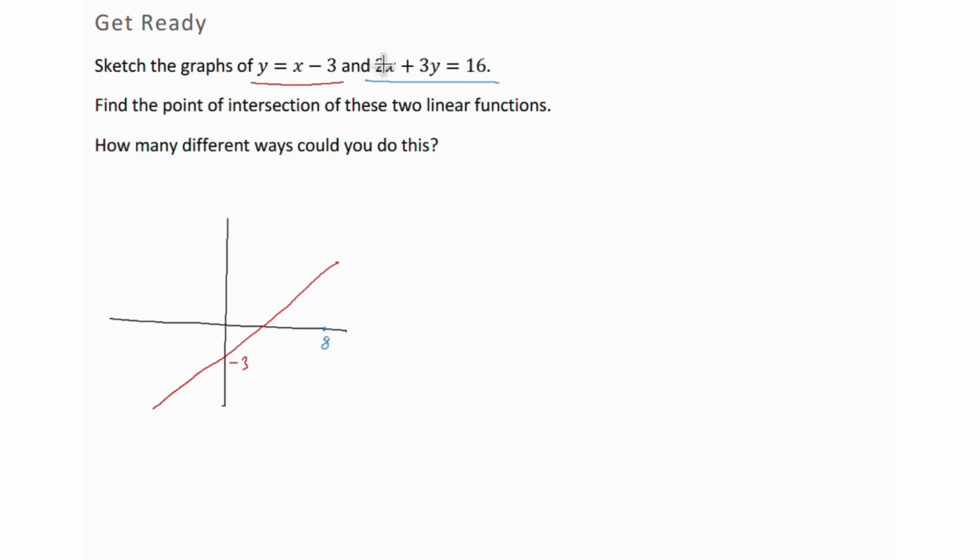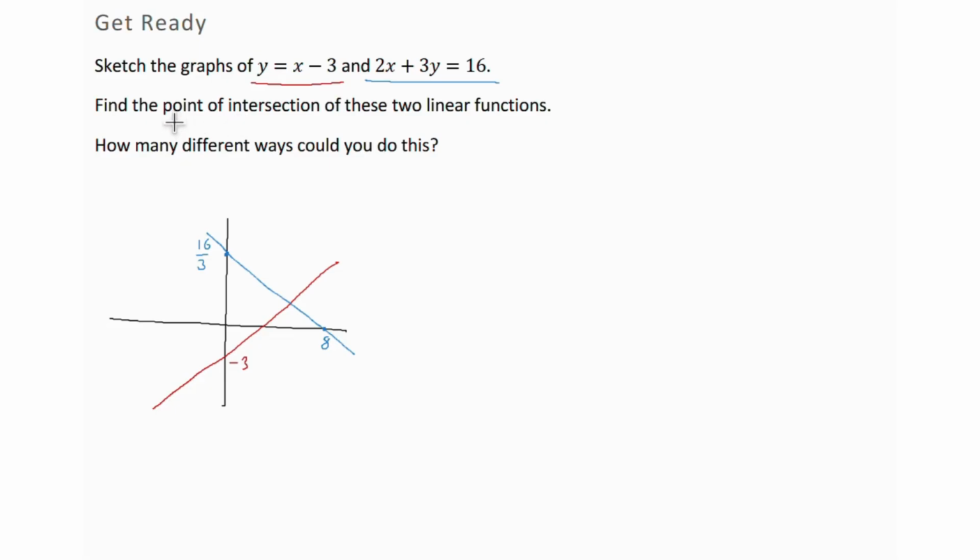Cover up the 2x. When x is 0, 3y is equal to 16. So y is equal to 16 over 3. So up here somewhere. So this straight line comes through like that.